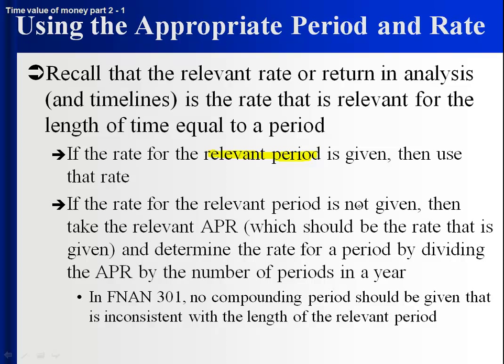If the rate for the relevant period is not given, what would you be given? You'd be given an APR, which is an annual rate, and the way to get the appropriate rate would be simply to divide by the number of periods in a year. That's the way it's going to work in this course. So if the appropriate period is a quarter and you're told what the APR is, or you're told what the rate is, period, with nothing else, you assume that is an APR. Then you say, well, that's for a year and I need a quarter, so I'll divide by 4.